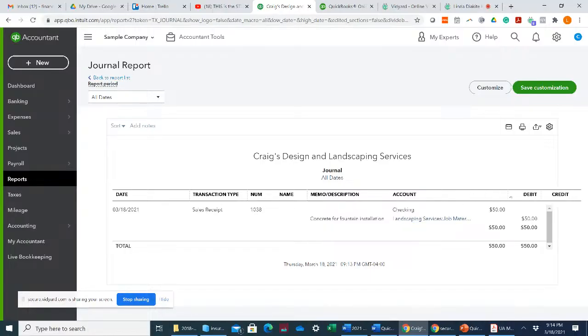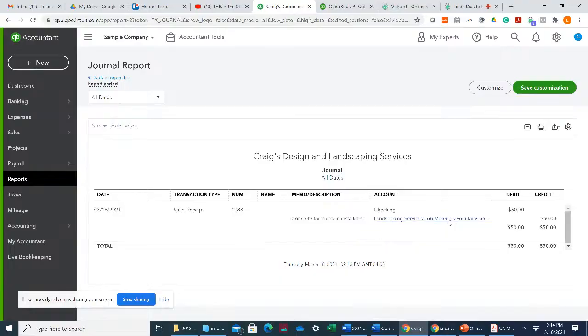Here, let me spread that out so you can see Landscaping Services. This is a revenue account. With a revenue account, you credit. When you want to increase revenue in accounting, you credit. This is what we mean in accounting by a two-sided entry. In accounting, you always need a debit. You always need to debit an account, and then you also need to credit an account.